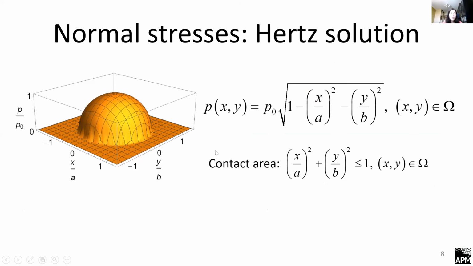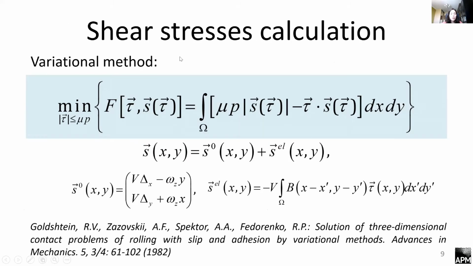For normal stress distribution, we use the Hertz solution, and we consider an elliptic contact area. For calculation of the shear stresses, we use a variational method, which was described in the paper of Goldstein, Lazovsky, Spector, and Fedorenko. To find shear stresses, we need to minimize the functional in the contact area. And the slip vector is described by the summation of the part which includes creepages and the part which includes elastic displacements of the sphere and half space.